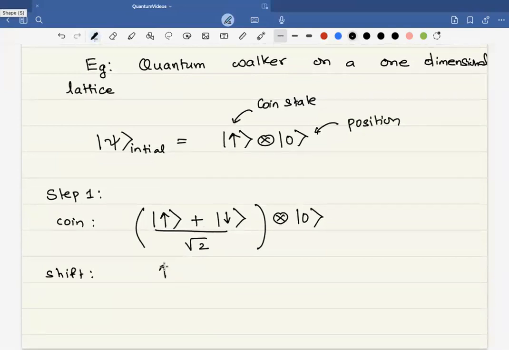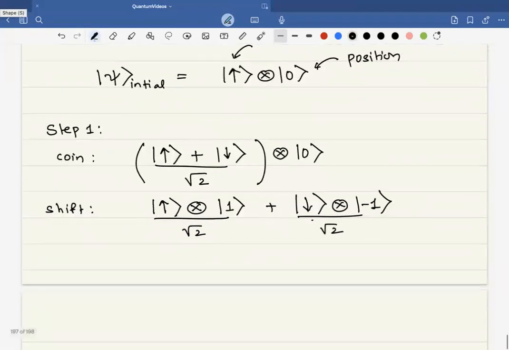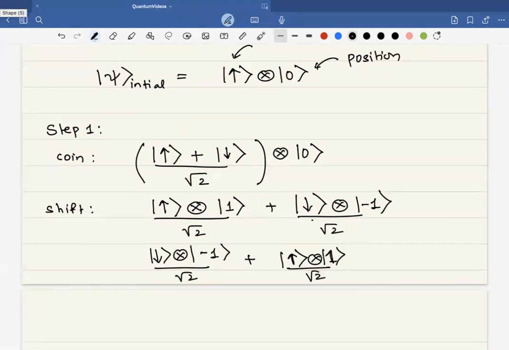If the coin is in the up state, then it moves the walker from 0 one step to the right, so this is going to be 1. Plus, if the coin is in the down state, then it takes it to -1. And then we have the square root of 2. So I can write this as down tensor -1 over square root of 2 plus up tensor 1 over square root of 2.